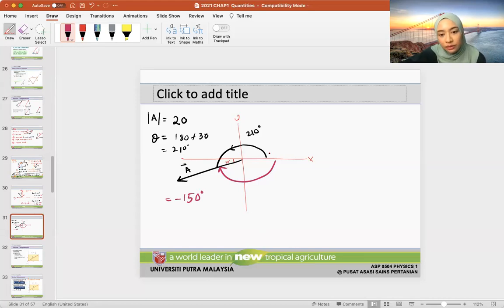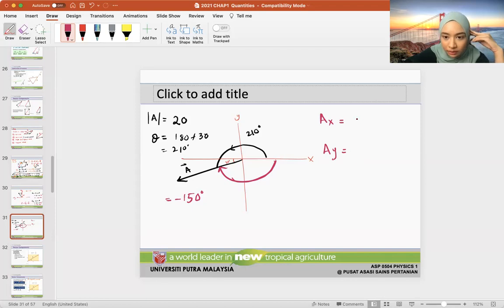Okay, so we know that it can be 210 or it can be 150. But because we are measuring the angle dari bawah, we're going the other way around. So it's a negative 150. So let's try it. So AX is equal to, can someone give me the equation? Anyone? What's the equation for AX?